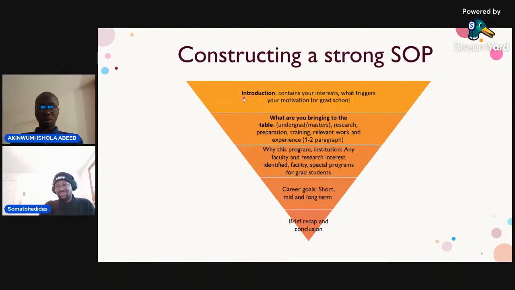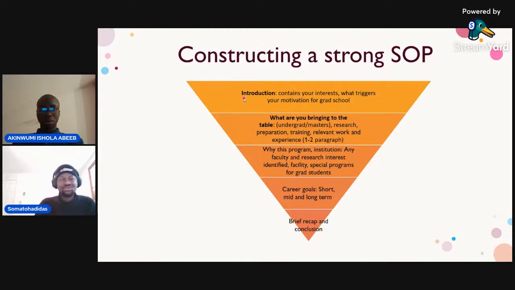If you start with something drab, something not catchy, not enticing, then you might be at risk, because these folks read so many statements from tens to hundreds of applicants, and they have little time to make the decision whether you should be accepted or not. It's like going for a visa interview in the US embassy. You only have like 1 to 2 minutes to convince the visa officer to either give you the visa or to reject you. So your introduction matters a lot.